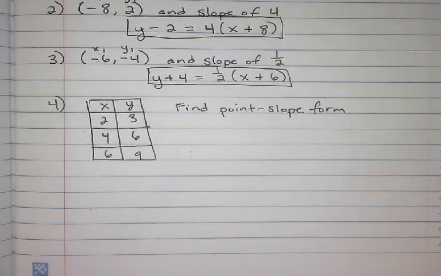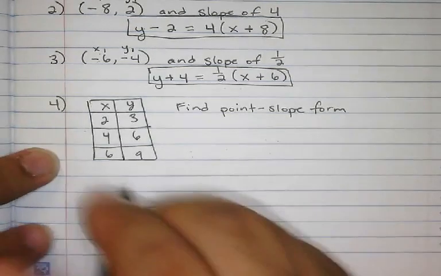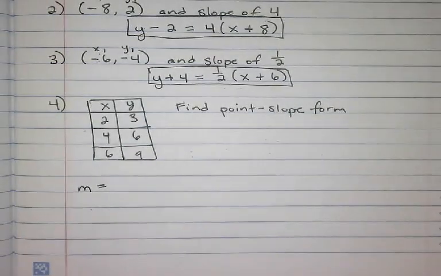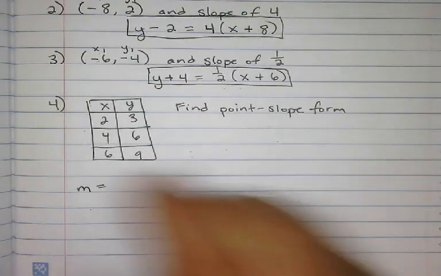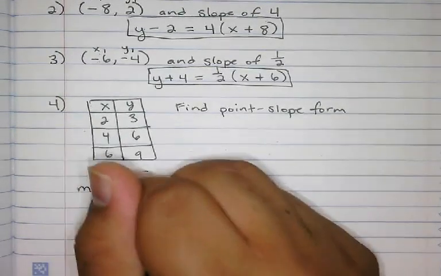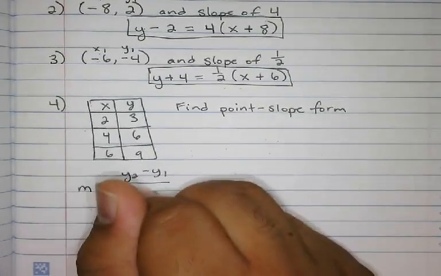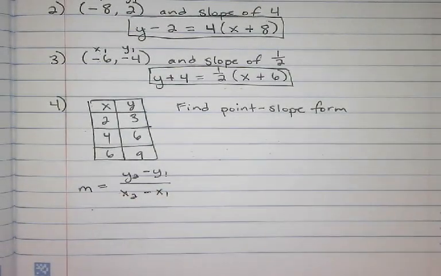What do I need for point slope? I need my slope, and I need 1 point. So how do I find slope? Do you remember from last week? M equals, do you remember what we used? Y2 minus Y1 over X2 minus X1. Good. That's the formula I used to find my slope.